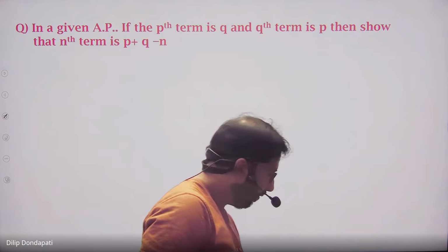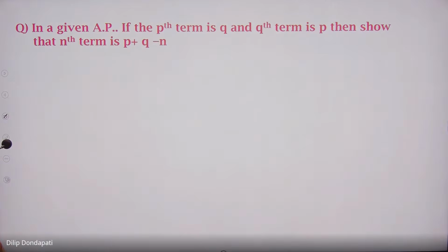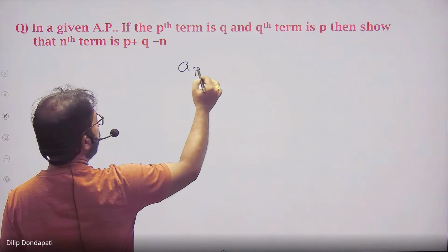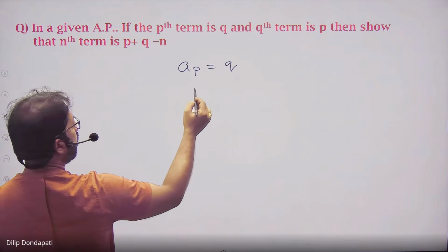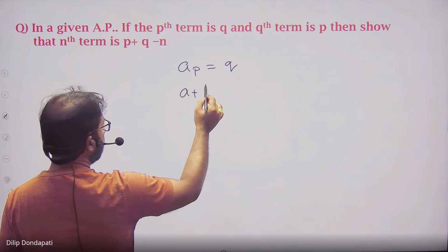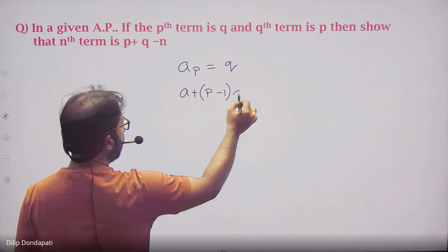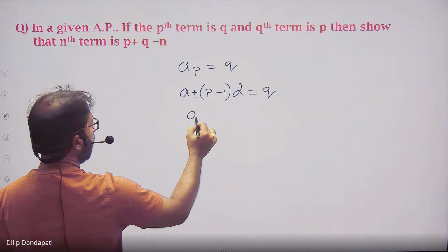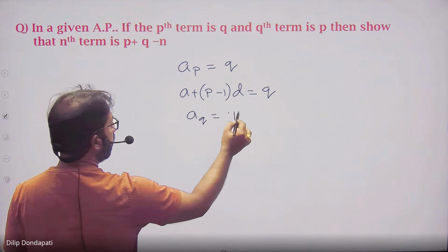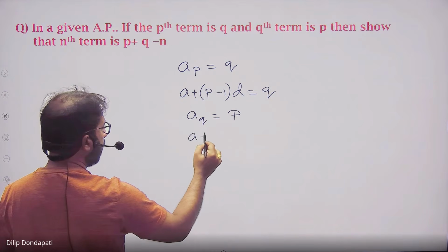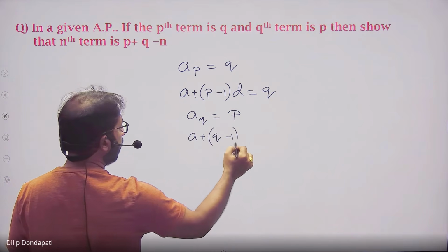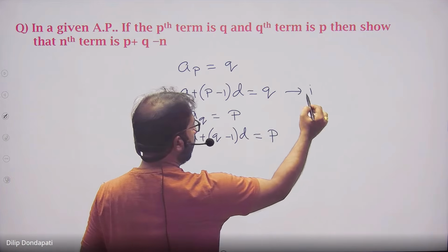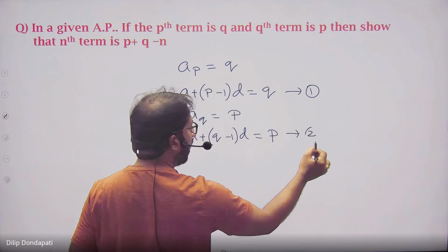If the pth term of an AP is given as q, expand it: a plus p minus 1 into d is equal to q, and the qth term is given as p. So expanding this, a plus q minus 1 into d is equal to p. So two equations are given to you. Definitely, two equations need to be solved to get a and d.